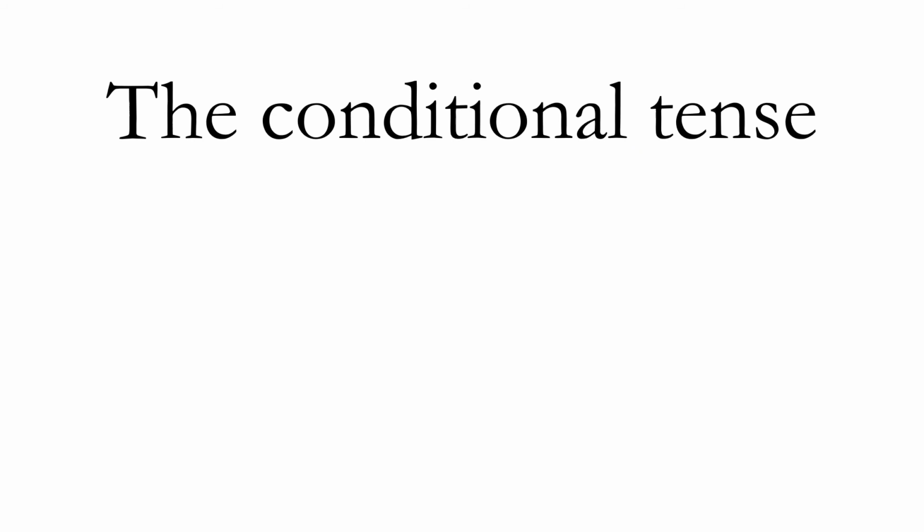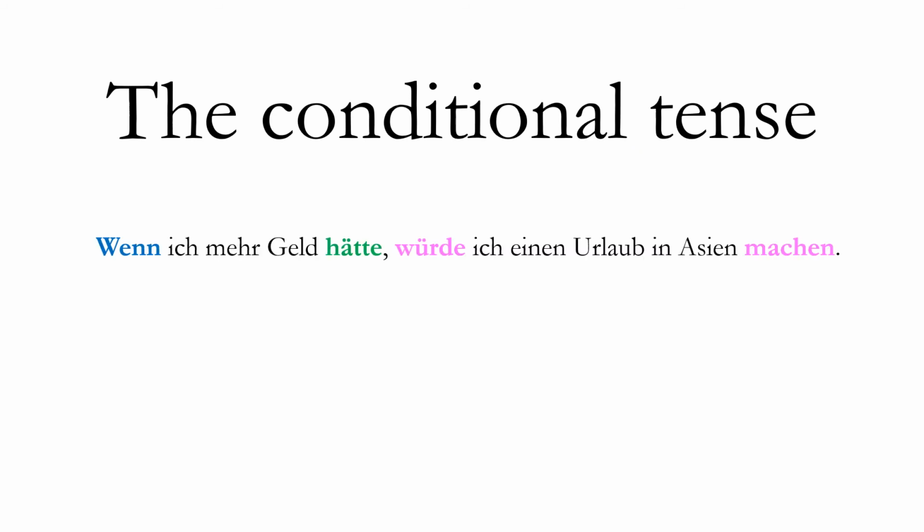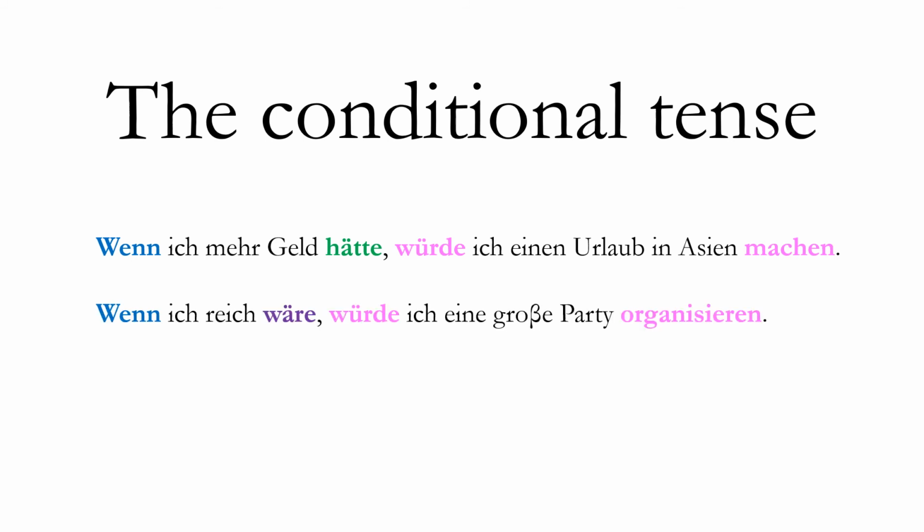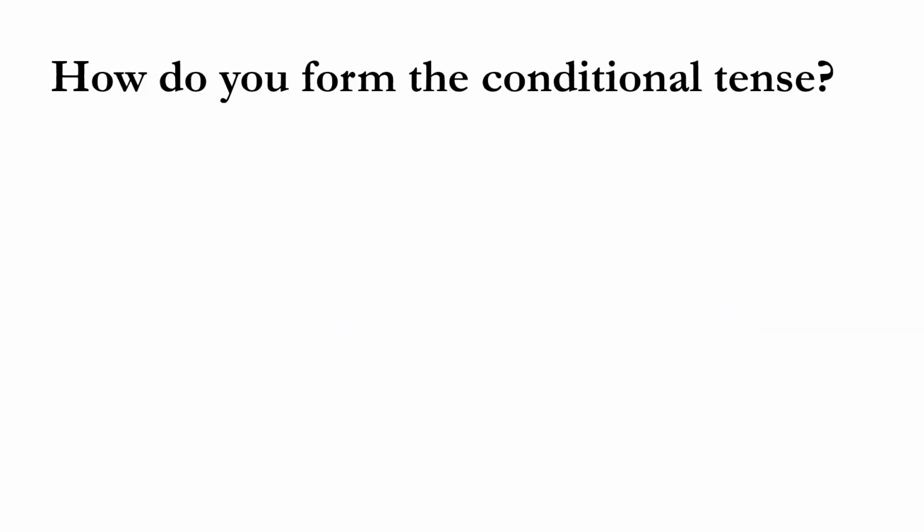On to the final one of the tenses, the conditional tense. The conditional tense is often used with wenn clauses. For instance, wenn ich mehr Geld hätte, würde ich einen Urlaub in Asien machen. If I were to have more money, I would go on holiday in Asia. Wenn ich reich wäre, würde ich eine große Party organisieren. If I were rich, I would organize a big party.